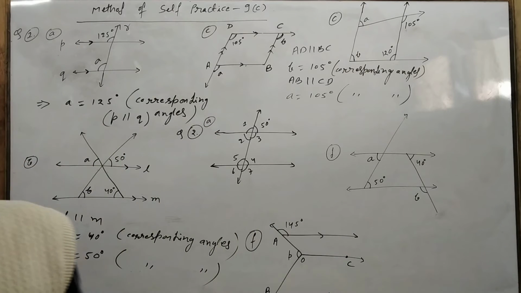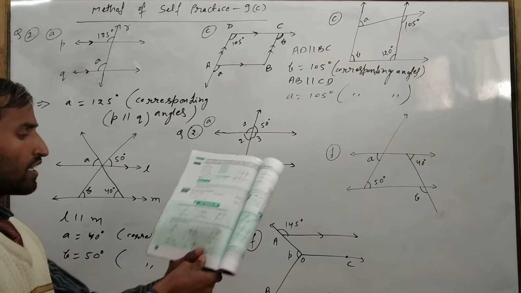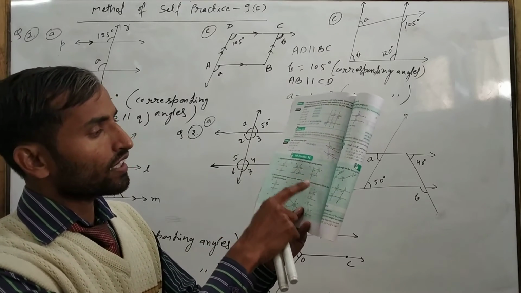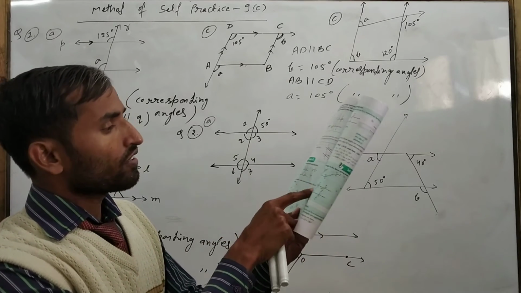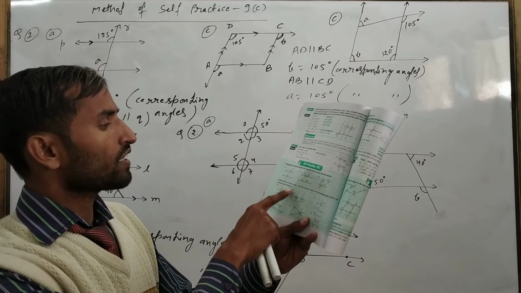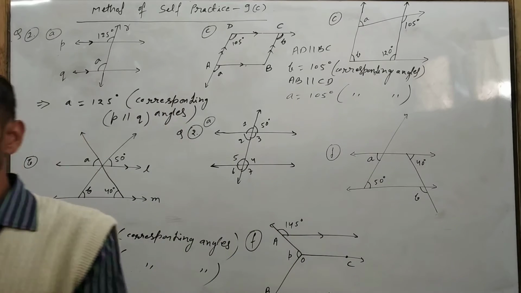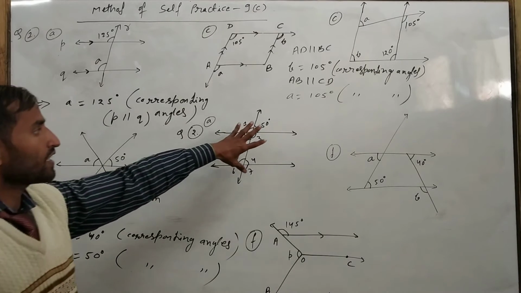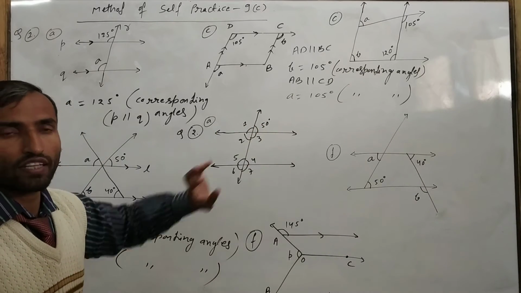Now we have to go for question number 2. Read question 2: using the properties of adjacent angles, vertically opposite angles and corresponding angles, fill in the size of each angle in the diagram. So we have to find the value of each one. Here some unknown angles are given, and we have to find the value of those angles.